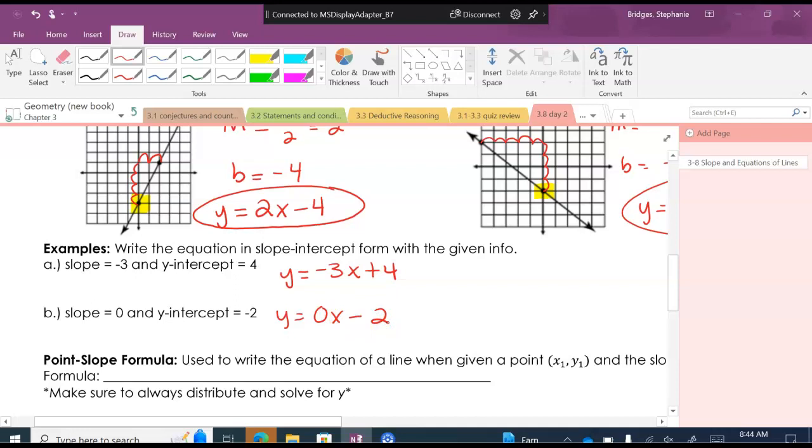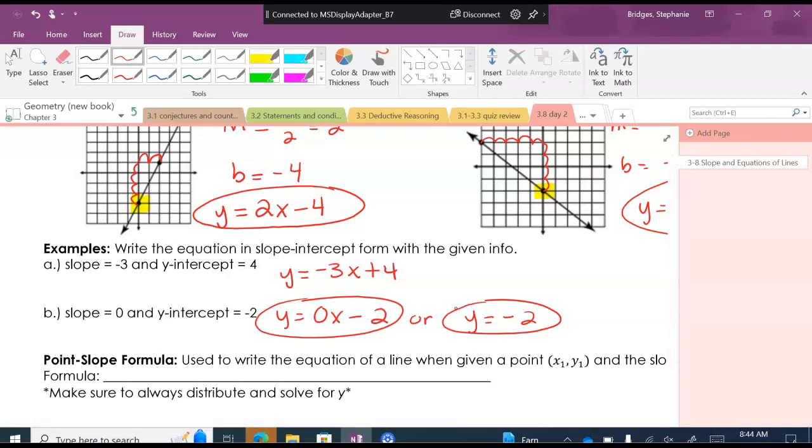But what happens when you multiply something by 0? It's 0. So essentially, that would just be y equals 0 minus 2, which is really just y equals -2. Either one of those would be an okay answer for that one. I would take either one. The most simplified would just be y equals -2. But if you put that y equals 0, x minus 2, that is perfectly fine. Would that be like a horizontal line? Yes, it would be a horizontal line.